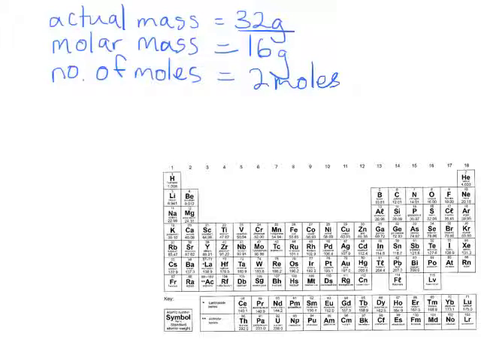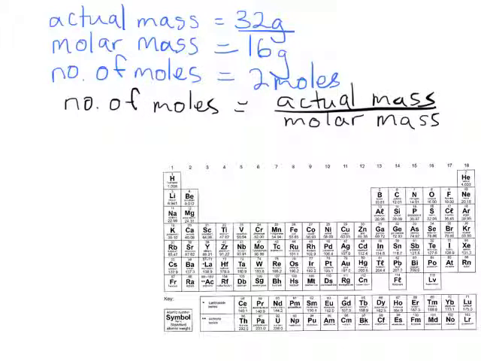Now, I've done that without any real equation there. What we do is use this equation. The equation is number of moles is equivalent to the actual mass divided by the molar mass. And we can actually use symbols to make this equation simpler to write. And the symbols we use are a lowercase n represents the number of moles, a lowercase m represents the actual mass, and an uppercase M represents the molar mass.